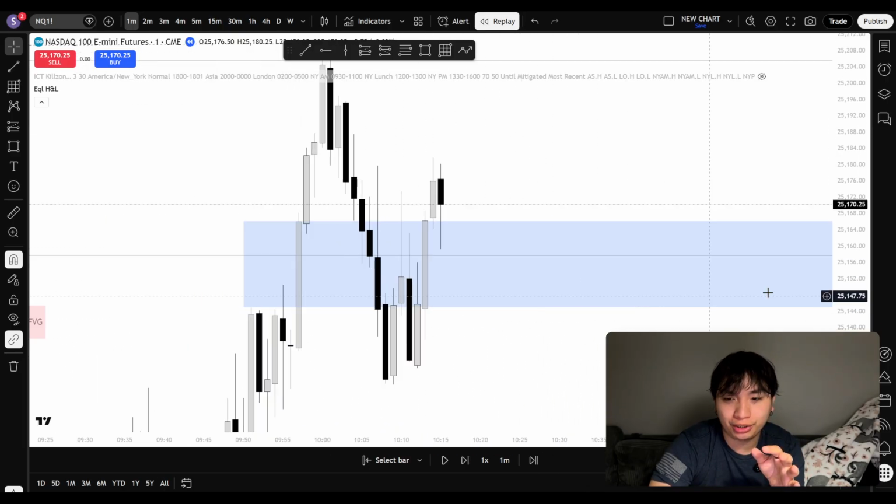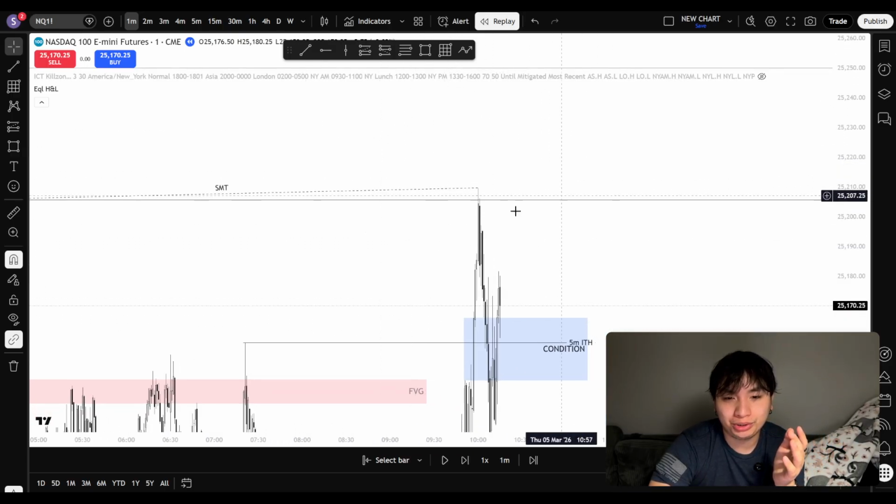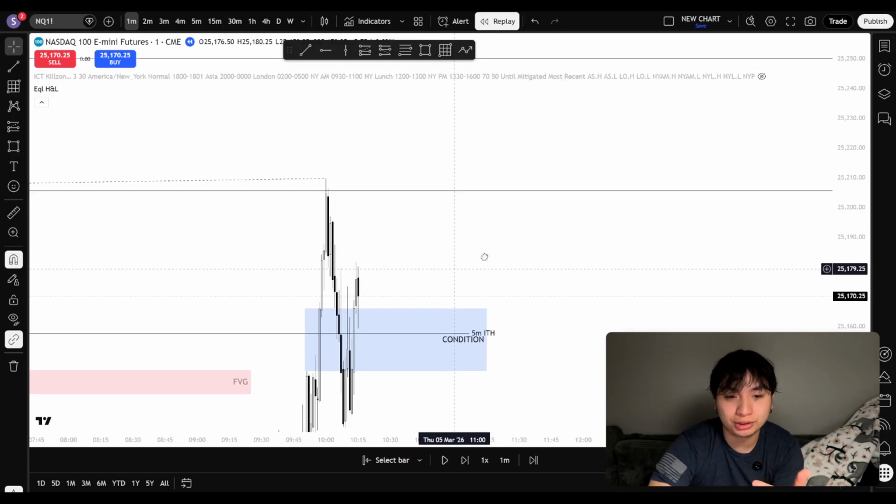And I ended up seeing this entry right here for a long. But then I'm thinking, we literally just put this out. We literally have an SMT at our highs. Why am I taking longs here?